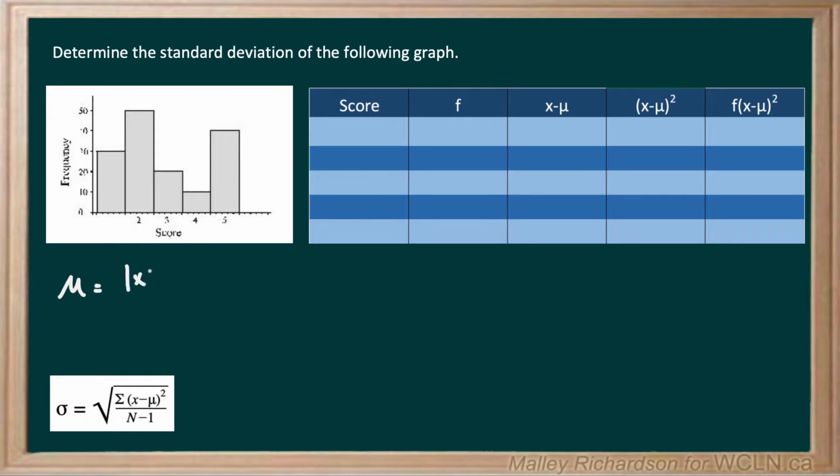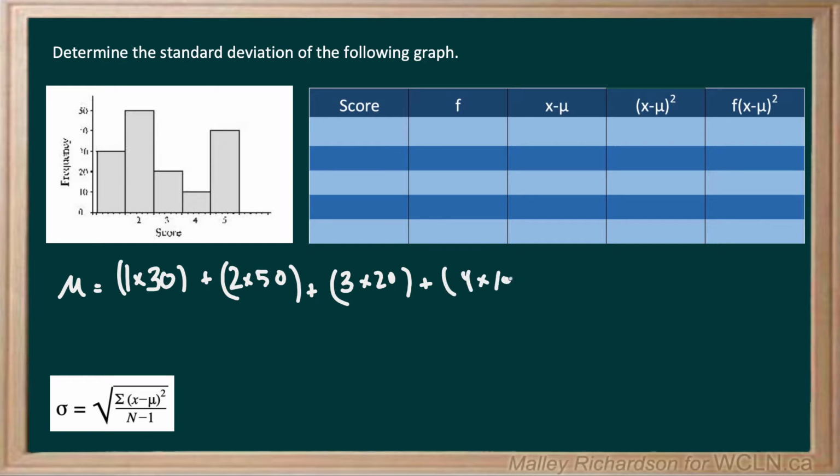So we have 1 times 30 plus 2 times 50 plus 3 times 20 plus 4 times 10, and finally plus 5 times 40.